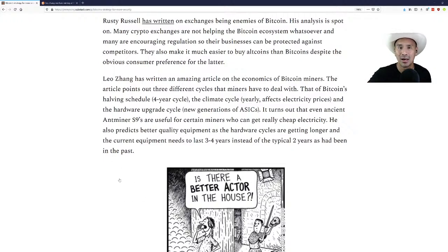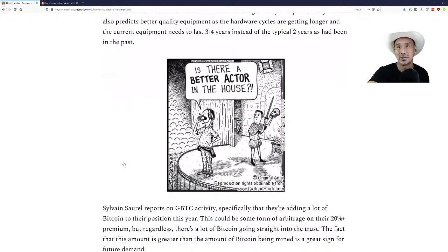So traditionally, a lot of equipment has tended to last about 1 or 2 years. That cycle has lengthened somewhat, so it's now 3 or 4 years, which might explain some of Bitmain's troubles, because they're used to creating equipment that's on a 1 to 2 year time scale. Now it's becoming 3 or 4.